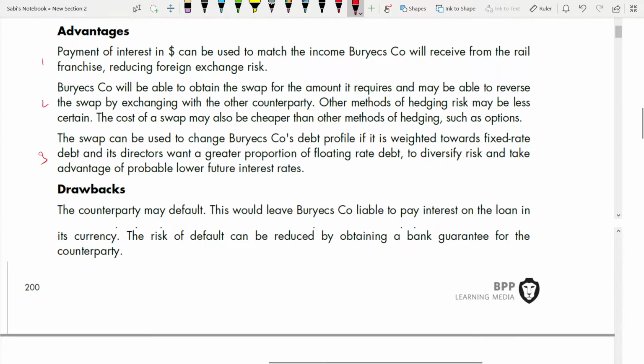Let's go to the drawbacks. The counterparty may default. This would leave the Brewers company liable to pay the interest on the loan in its currency, that is in euro. They have to pay the interest on that loan if the counterparty defaults, and there are chances the counterparty may default. The risk of default may be reduced by obtaining a bank guarantee from the counterparty. So they are now also giving you ways of mitigating that risk. How? By obtaining a bank guarantee for the counterparty.